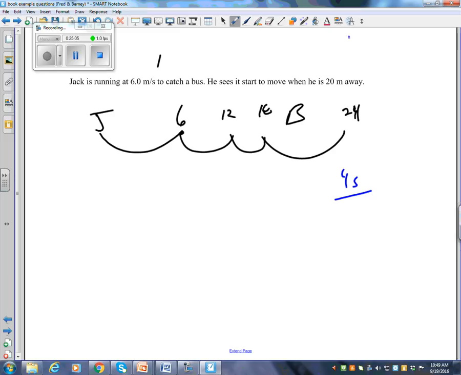If the bus is accelerating at 1 meter per second squared, so 0, 1, 2, 3, 4. He starts at 0. His speed after 1 second is 1. His speed after 2 seconds is 2. His speed after 3 seconds is 3. So after 4 seconds, he's going 4 meters per second. Is he going to be at position 24, if he's already going at 4 meters per second? He's going to be way past position 24. Jack has no chance.